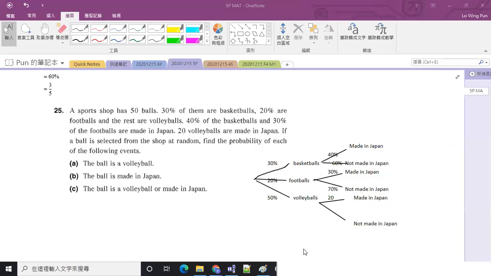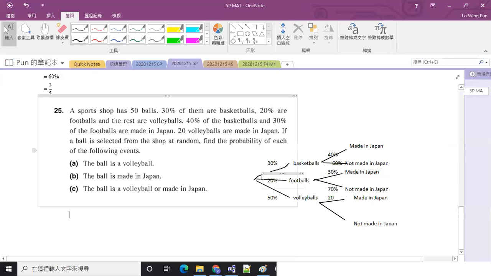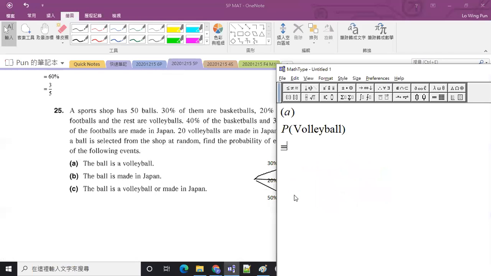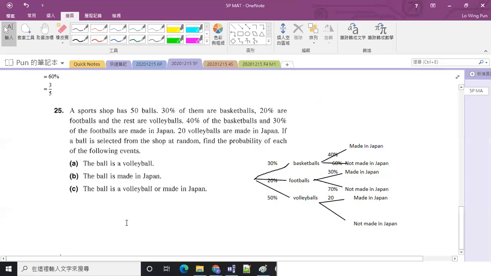Okay, 其實即係呢三種裏邊要抽中 volleyball 呢一種嘅，係佔咗幾多 percent 呢？咪就係50% 咯。我點計出嚟㗎？係1 minus 30% minus 20%. It should be just 50% or just 1/2. Okay, so this is the answer of part A.